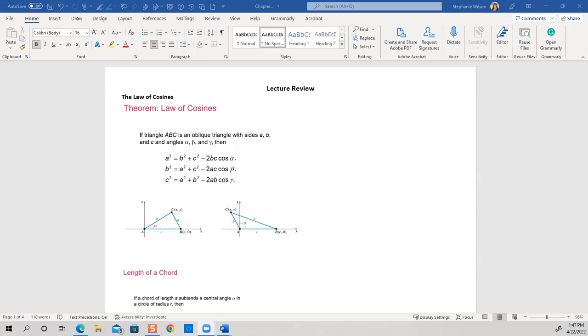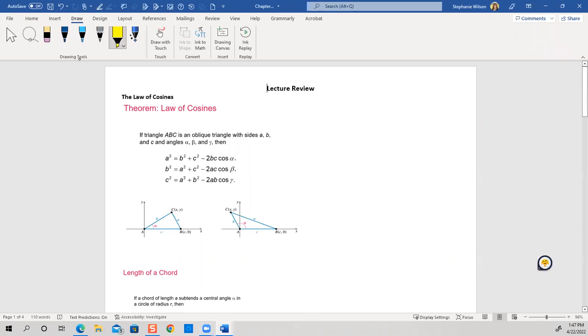Law of cosines. As you see here at the top, we have the theorem of the law of cosines. I encourage you to write these down or have them to the side as you're working on this section. If triangle ABC is an oblique triangle with sides A, B, C, then we have angles alpha, beta, and gamma.